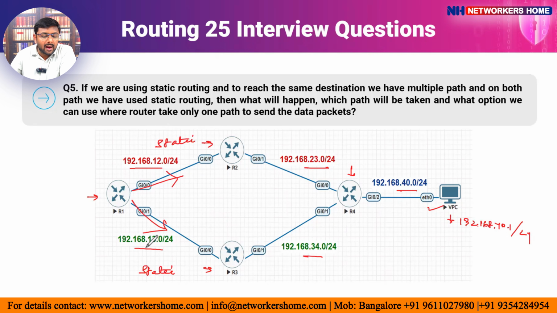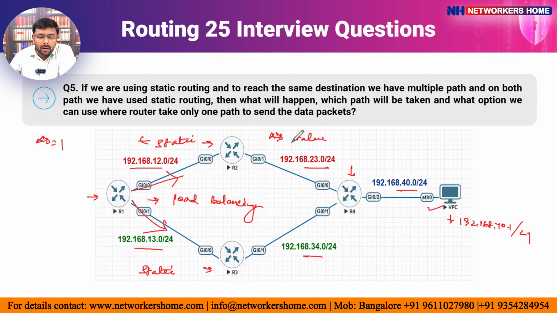Now if we have done static routing in both places, what will happen? The router will consider both paths as best paths. In this case, it does load balancing. But we want that it should not do load balancing. It should prefer only one path at a time. For that, what option do we have? We can increase the AD value of one of the routes. We know that for static routing, the AD value is 1. So if here AD is 1 and here also AD is 1, both paths are best.